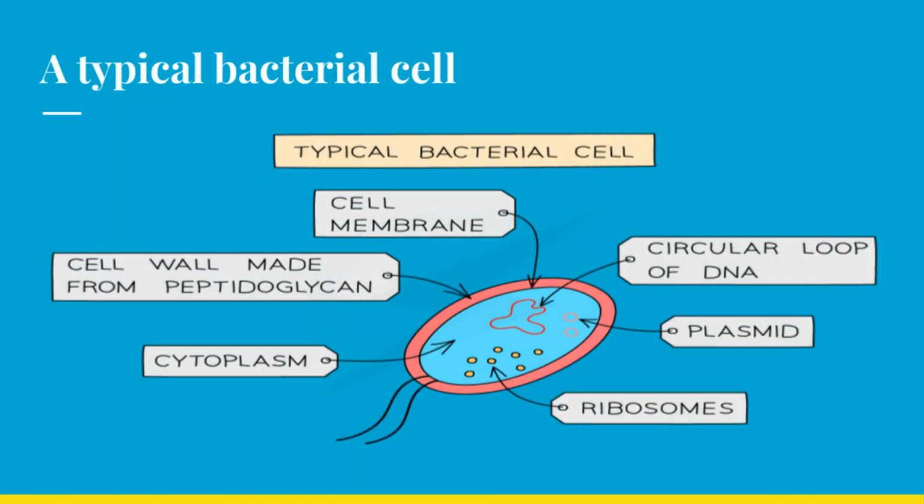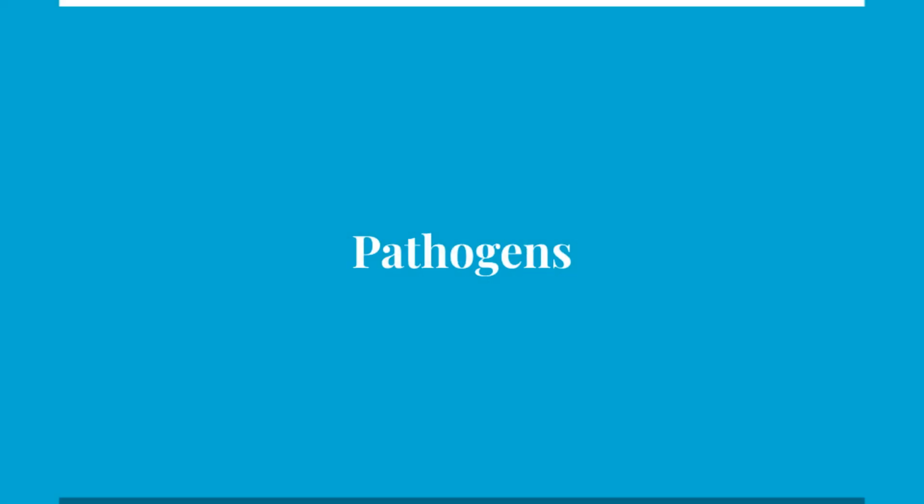A typical bacterial cell is an example of a prokaryotic organism. Now it has a cell membrane, it has a cell wall made from peptidoglycan, it has a cytoplasm, ribosomes, and then flagella, and it has plasmids and a circular loop of DNA. Some of the prokaryotic organisms can be classified as pathogens.